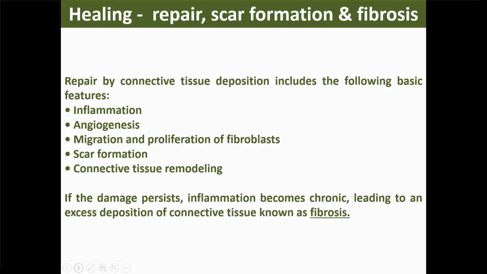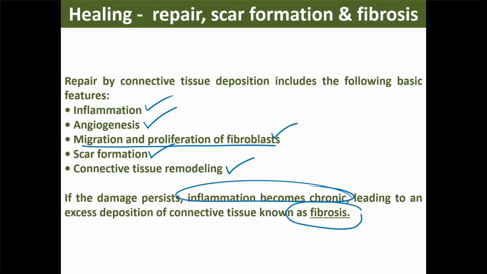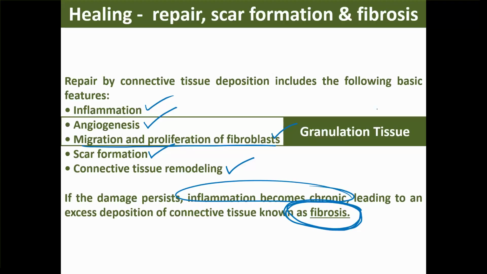So now coming to the steps involved in healing. The first step is inflammation. After inflammation, the inflammatory cells are replaced by the macrophage. Then the macrophage releases growth factor that will produce angiogenesis, and then the migration and proliferation of fibroblast happens, that is fibrogenesis. Then they produce collagen, that is scar formation. Then they go for remodeling. In chronic inflammation, tissue damage and healing happen simultaneously, and that ends up with fibrosis. The angiogenesis and the migration and proliferation of fibroblast all together are called granulation tissue. It's normally dark pink in color.